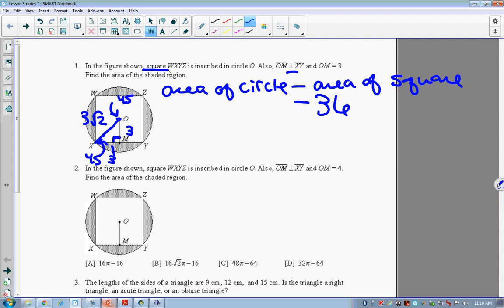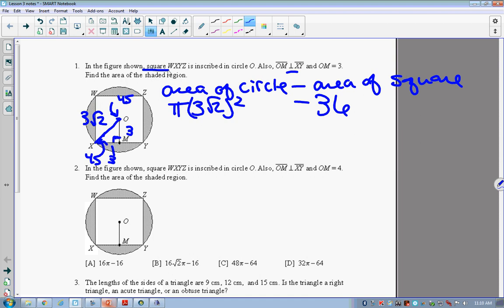Does everybody know that? Everybody understand that? I get everybody's heads wobbling up and down. I've not lost it. Have I lost anybody? Because we can solve this a different way. So now I know the radius of the circle, right? So I can do pi times 3 radical 2 squared.